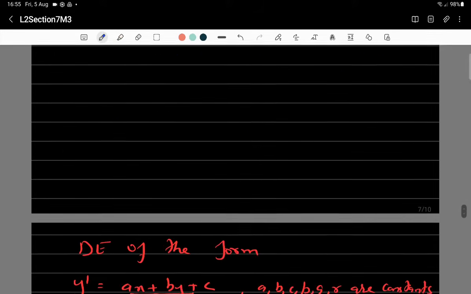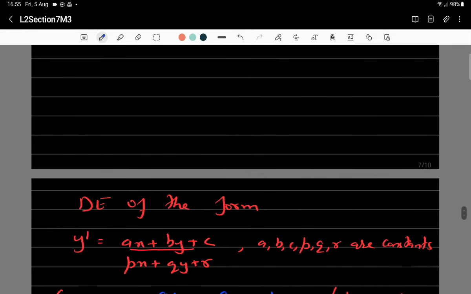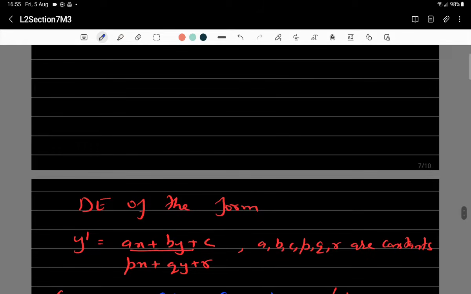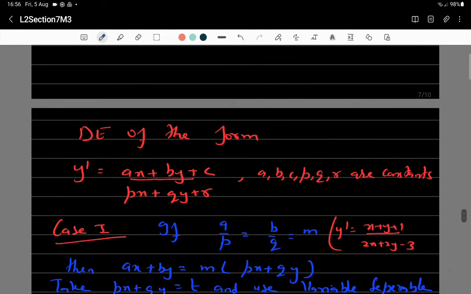So now the important observation is that if you have the differential equation of the form (ax plus by plus c) divided by (px plus qy plus r), then there are two cases. The first case is when a by p is equal to b by q is equal to some constant. Similarly, we have seen, like if y dash is equal to (x plus y plus 1) divided by (2x plus 2y minus 3), you simply substitute x plus y is equal to t, and that gives you the required answer. It reduces into variable separable form.